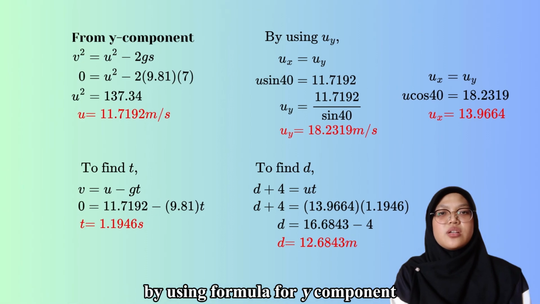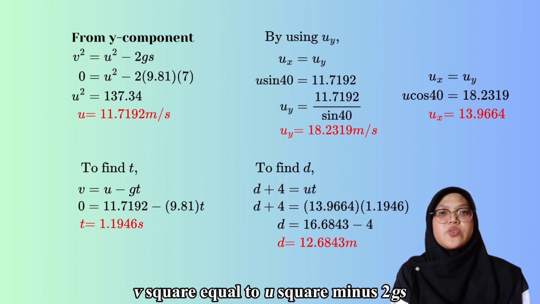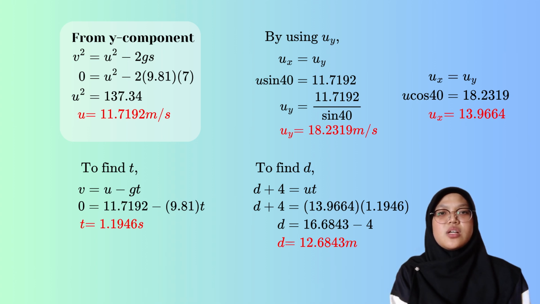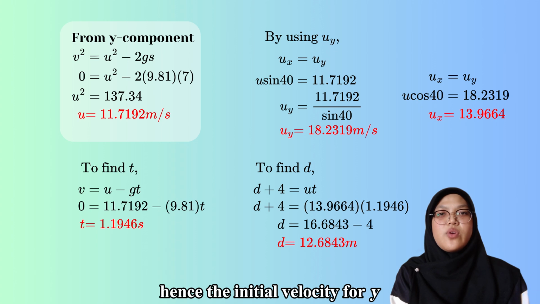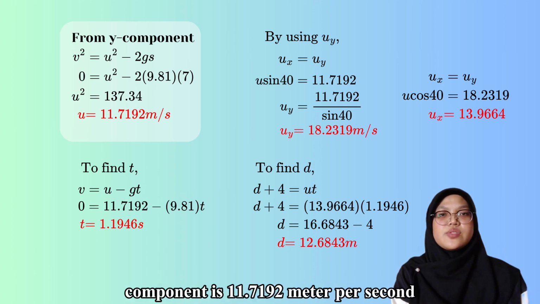By using the formula for the y component, v squared equal to u squared minus 2gs. Substitute v equal to 0, g equal to 9.81, and s equal to 7. Hence, the initial velocity for the y component is 11.7192 meters per second.